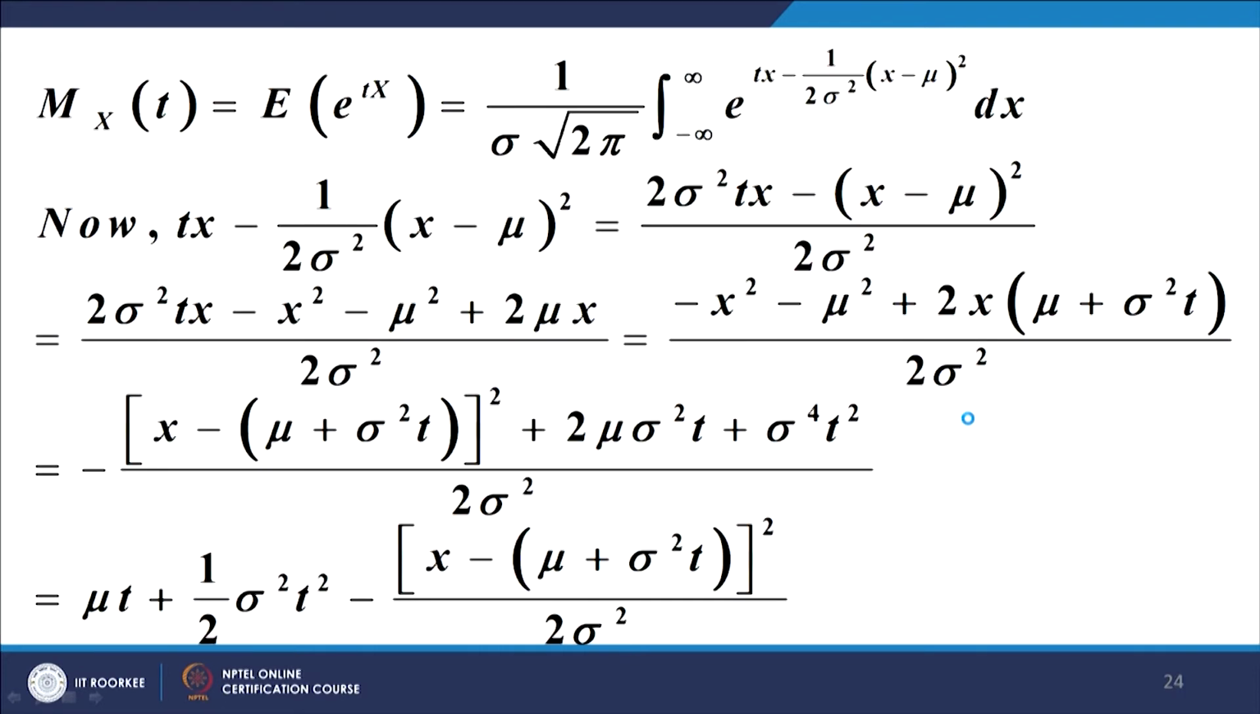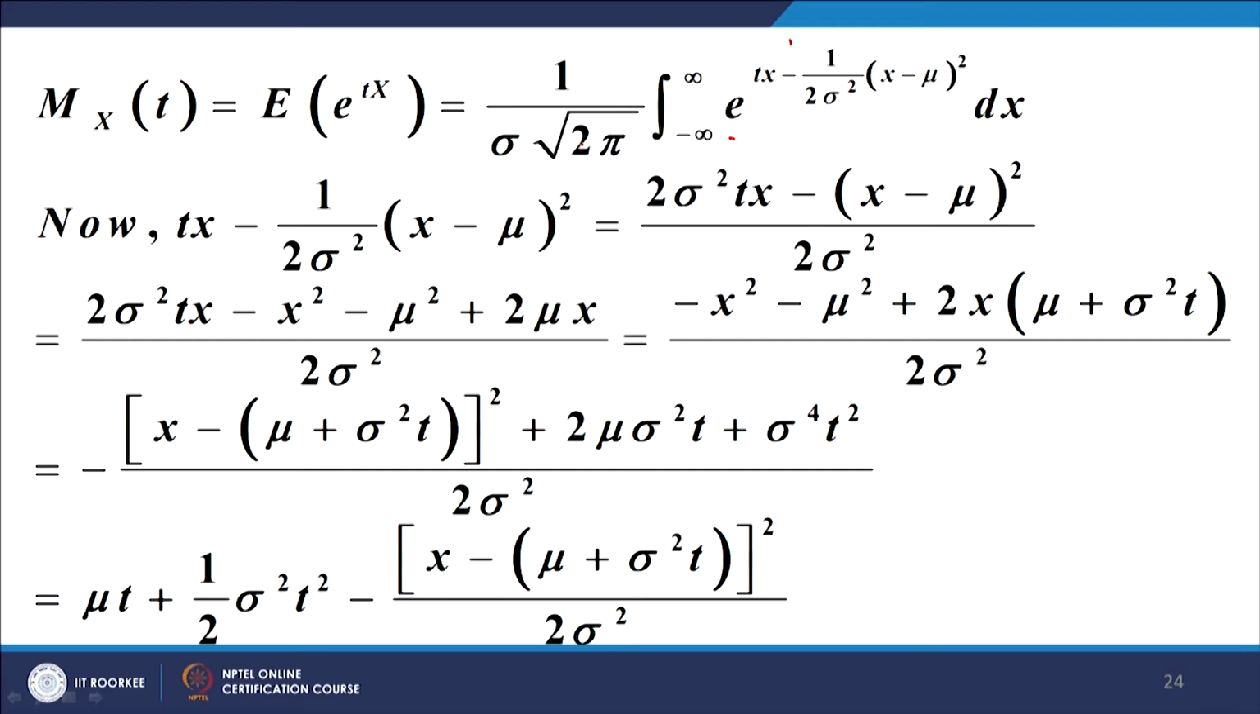Now, we come to the moment generating function of the normal distribution, that is given by the expected value of e to the power t x. When I substitute the PDF of the normal distribution, it becomes 1 upon sigma root 2 pi, integral from minus infinity to infinity of e to the power t x, into e to the power minus 1 upon 2 sigma square into x minus mu whole square. The exponential of this portion comes with the PDF of the normal distribution, and e to the power t x is this. Now, I have to integrate this.